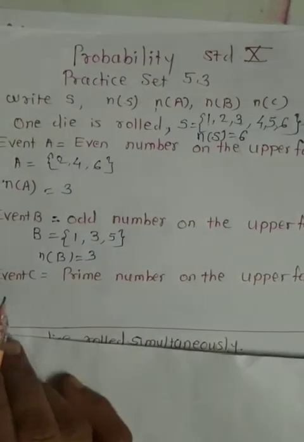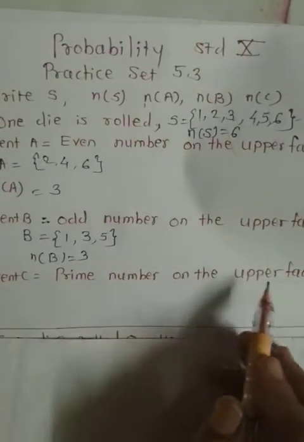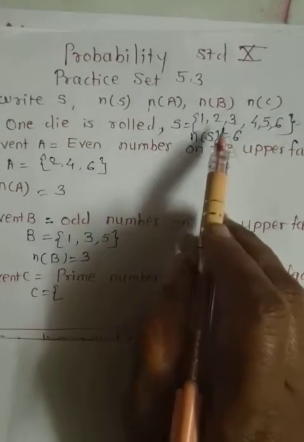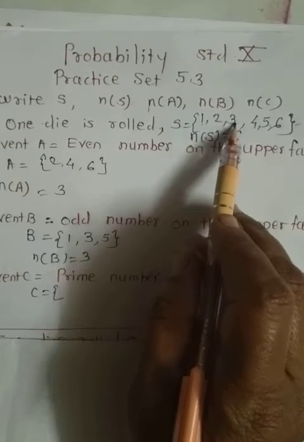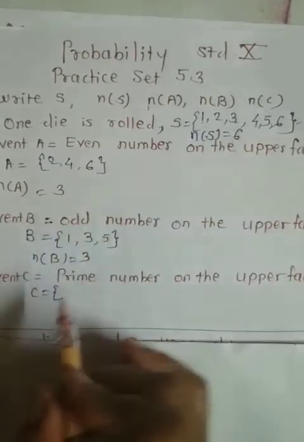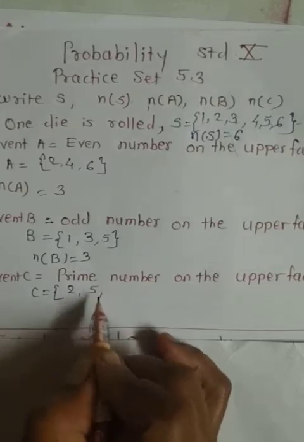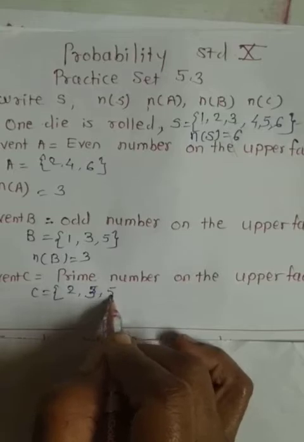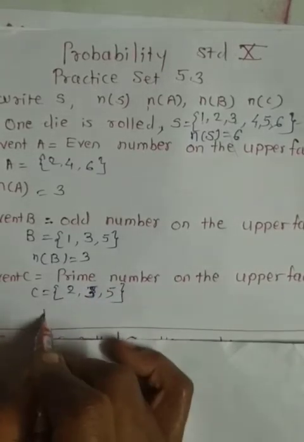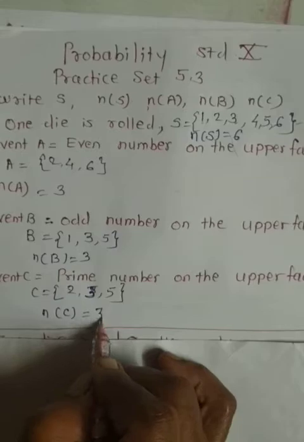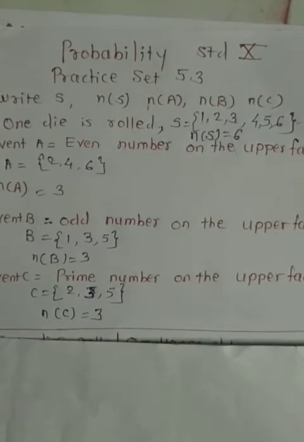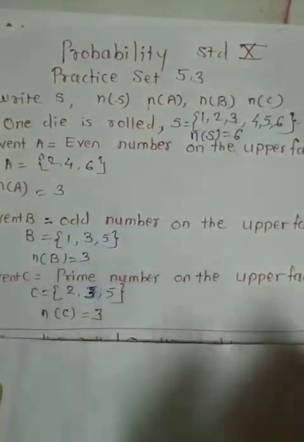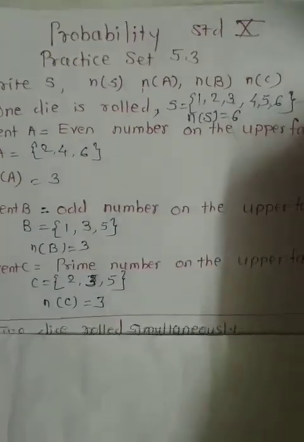Now the event C, prime number on the upper face. Now we have to choose only prime numbers. The prime numbers are 2, 3 and 5. We already know what is meant by prime number, which is not divisible by any number other than itself. The numbers are 2, 3 and 5. Again the number of event C is also 3. In this way we write the answers using a blue pen, so you can understand that.